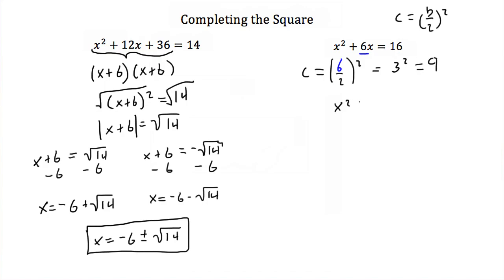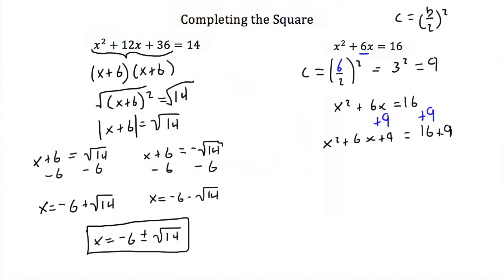So if we have x squared plus 6x is equal to 16, I could make the left-hand side of this equation a perfect square trinomial by adding 9 to it. But if I add 9 to that one, I have to add 9 to the other side. Because if I just add 9 to one side, I change the value of x. So I have to add it to both sides. And if I do that, I'll have x squared plus 6x plus 9 is equal to 16 plus 9.